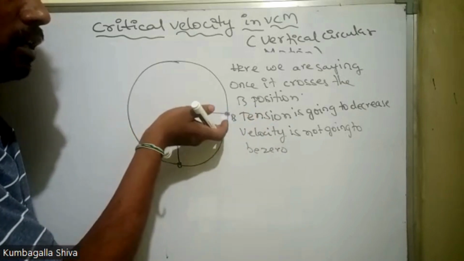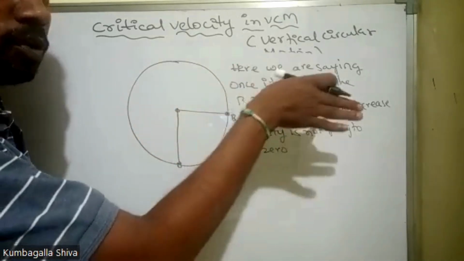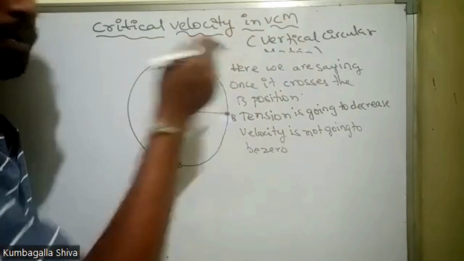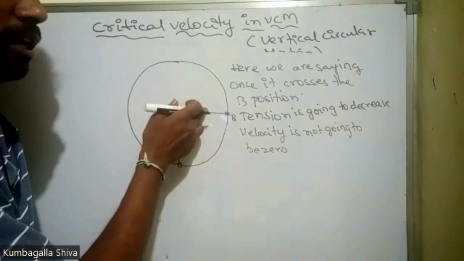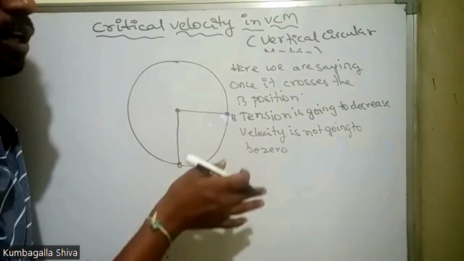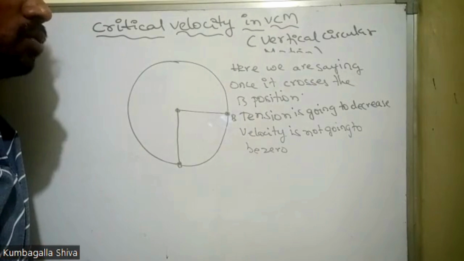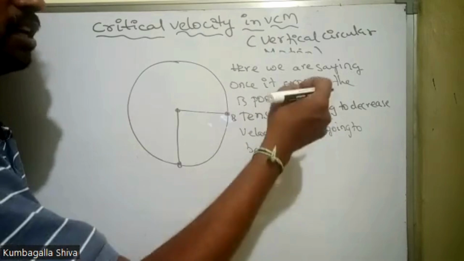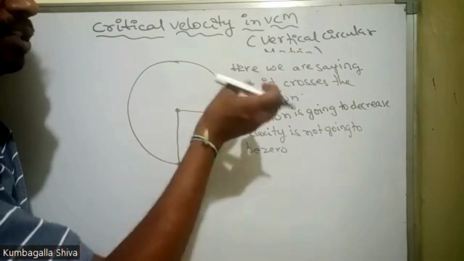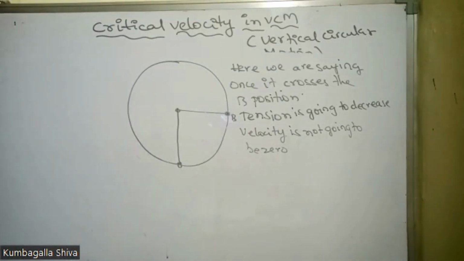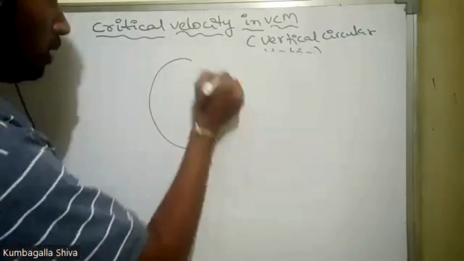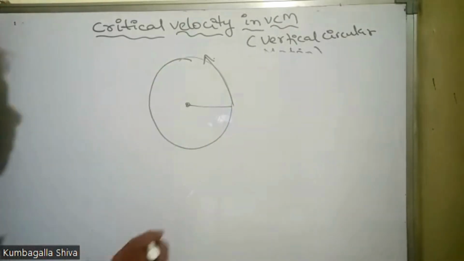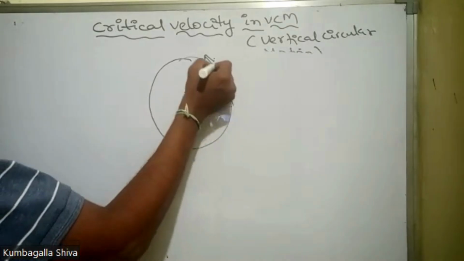As the tension decreases, it can become zero because the angle is increasing. As you have seen in the equation, T theta is equal to m v theta whole square by L plus m g cos theta. We know that when the angle is increasing, the cos value decreases, so the value of the tension will decrease. Now let us see the tension once it crosses B.